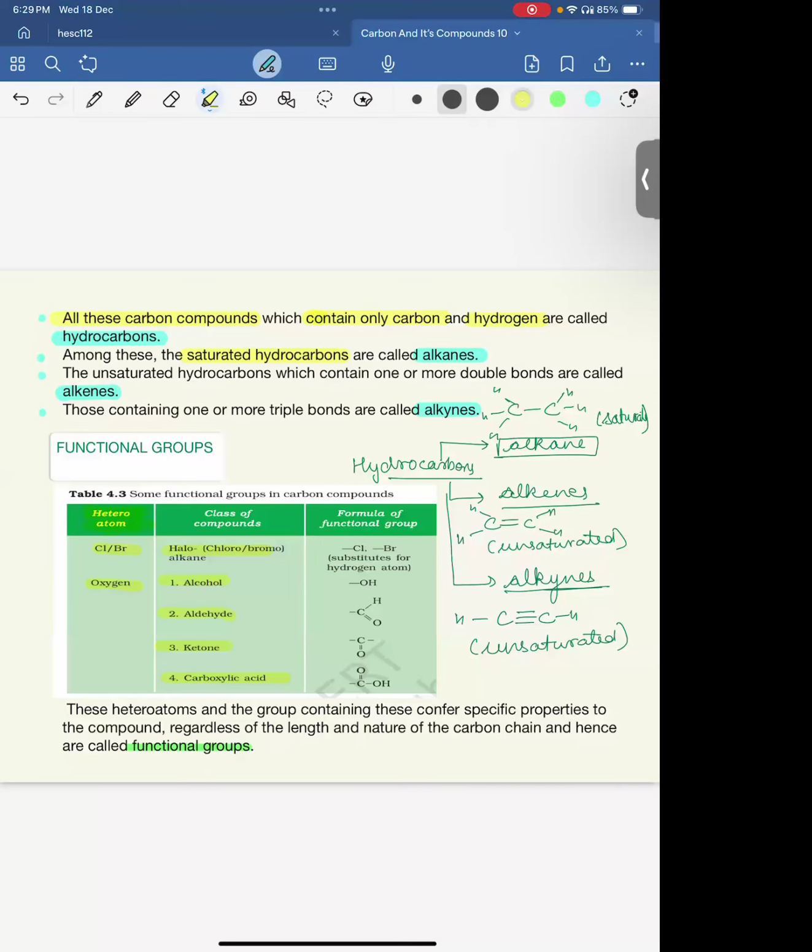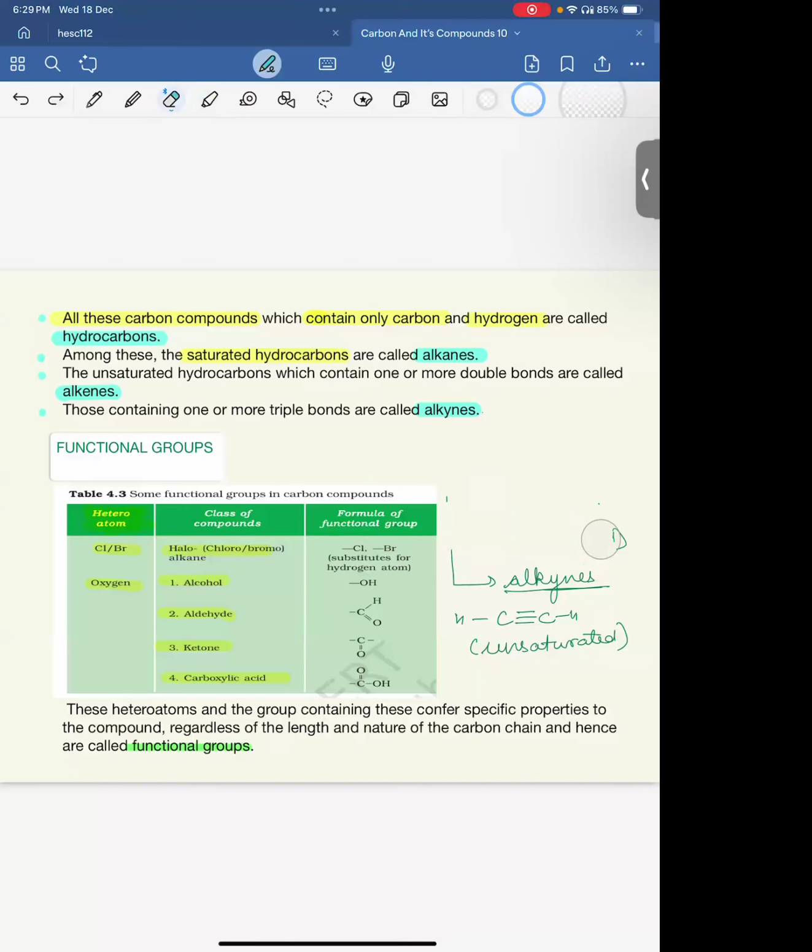Do you all know the concept of functional groups? Can you give me some example of any functional group? Alcohol, aldehyde, ketone, carboxylic acid, and halogen. Yes, these are all correct. Why are we calling them functional groups? These are functional groups because they give some property to a normal alkane, alkene, or alkyne compound.